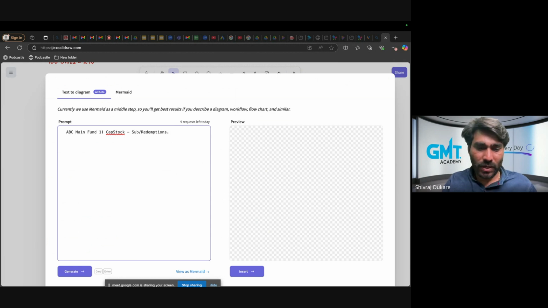Then the second one is your trade processing and settlement of securities. The third one is income processing, for dividend and interest or any kind of other income.